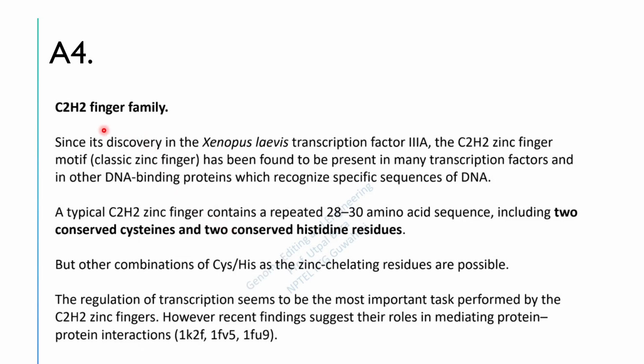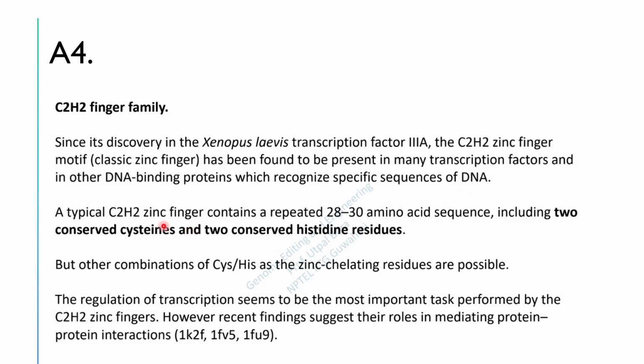Since its discovery in Xenopus laevis transcription factor 3A, the C2H2 zinc finger motif, the classic zinc finger, has been found to be present in many transcription factors and in other DNA binding proteins which recognize specific sequences of DNA. Okay, so these zinc finger domains generally recognize a specific sequence of DNA, right?